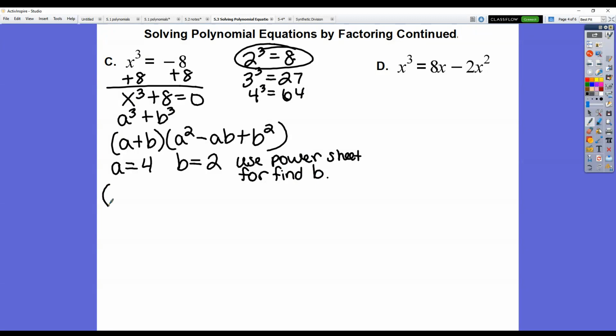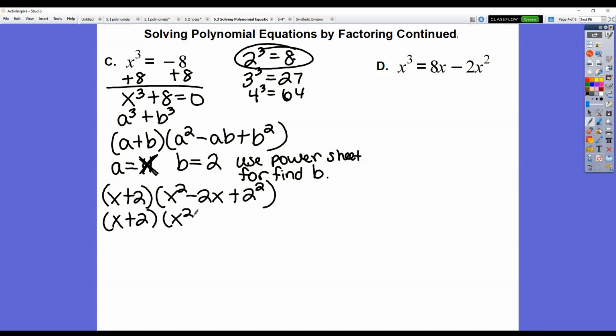So then this is, a equals x. I don't know why I put 4 there. So this is going to be x plus 2 times x squared minus 2x plus 2 squared. So this is going to be 4 right here. 2 squared is 4. And then we set both factors equal to 0.